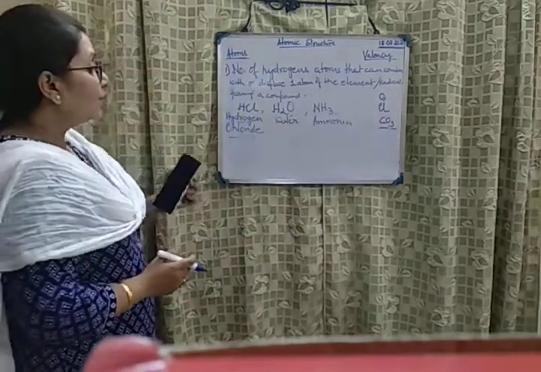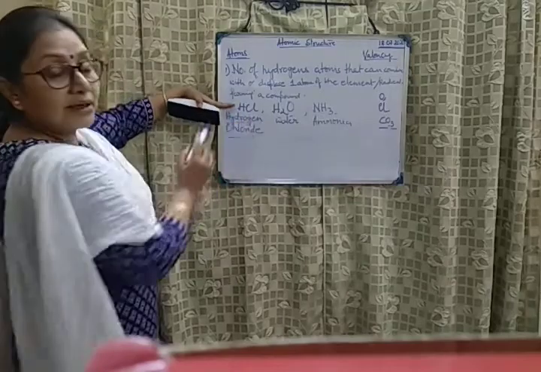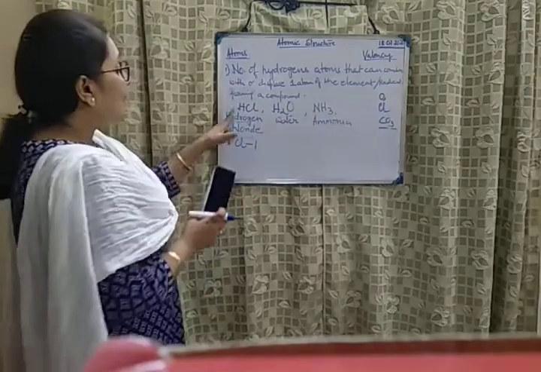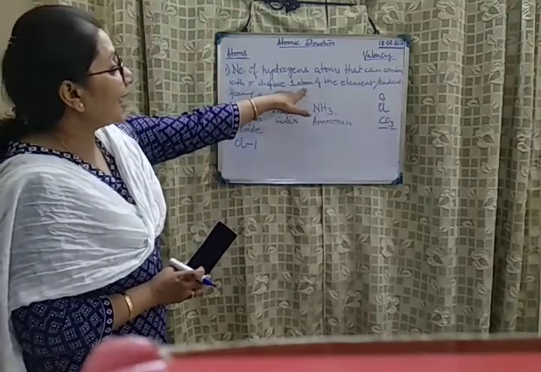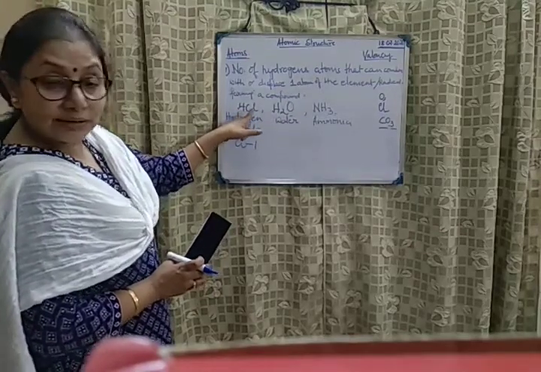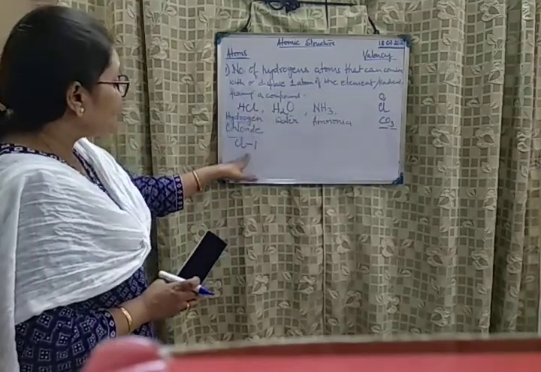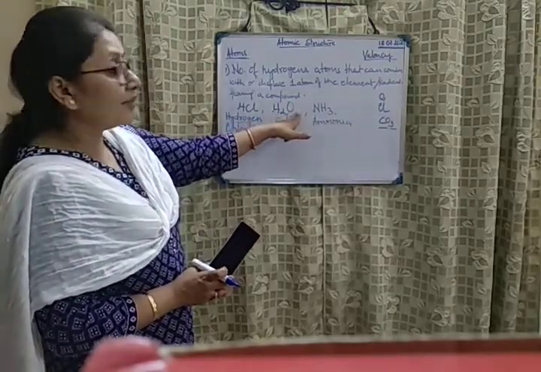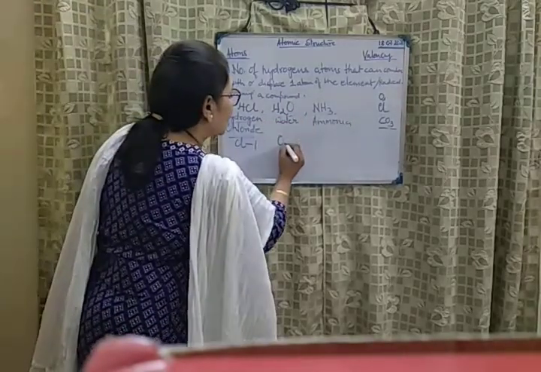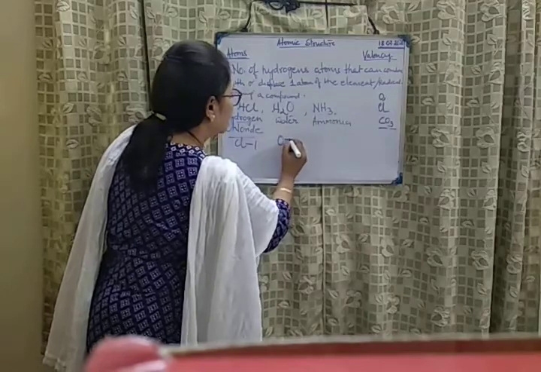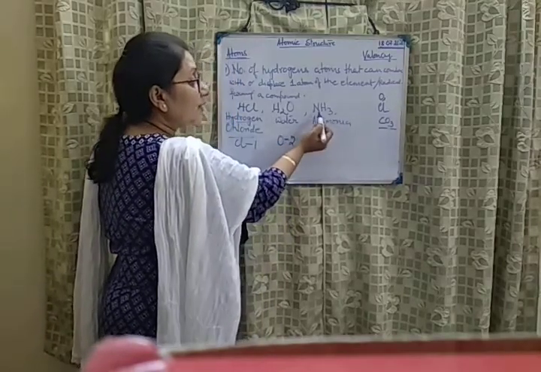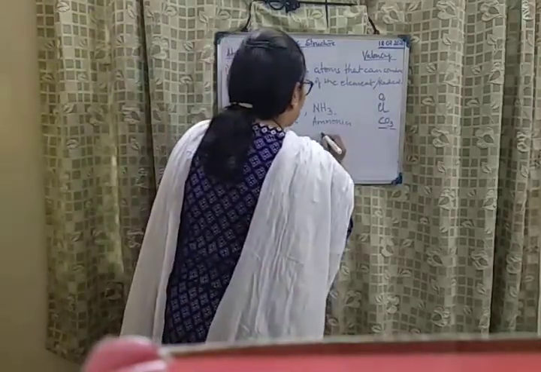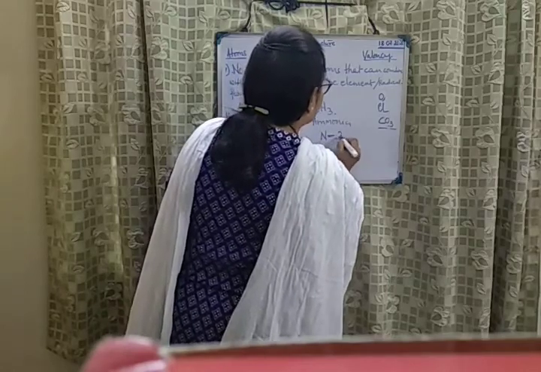In the first compound, what do we see? That 1 atom of hydrogen is combining with 1 atom of chlorine. So, valency of chlorine is 1. Number of hydrogen atoms combining with one atom of the element. So number of hydrogen atom combining with chlorine is 1. Valency of chlorine is therefore 1. In case of water, 2 hydrogen atoms are combining with 1 atom of oxygen. So valency of oxygen is 2. 3 hydrogen atoms are combining with 1 atom of nitrogen. So valency of nitrogen is 3. So this is one way of defining valency.